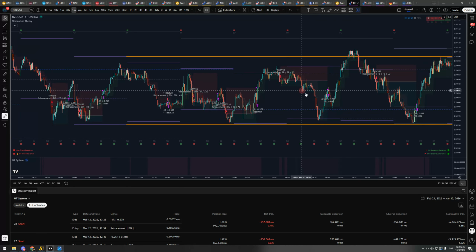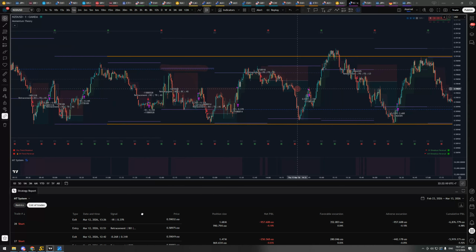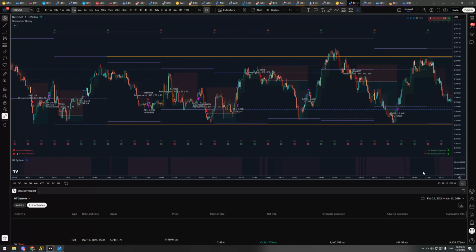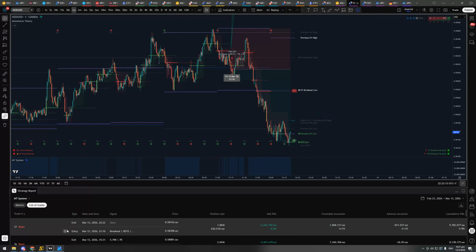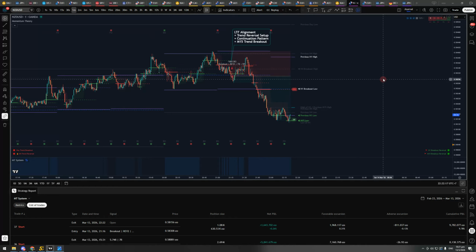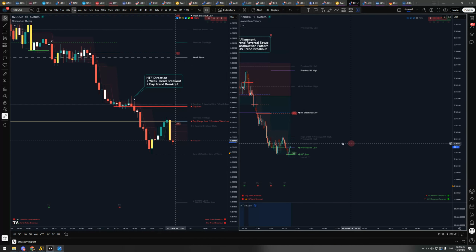I wouldn't be trailing. I would definitely be targeting actual levels. This one I wouldn't have taken, it didn't fake out the high. All right, so anyways, there's still plenty of things I need to fix with this, but it's looking really good, very promising. And let's see what this does.